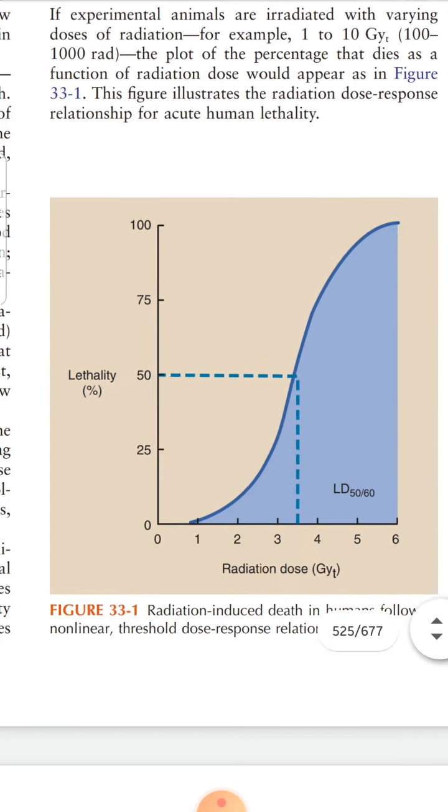and according to this graph you can see that we have taken the radiation dose in Gy on the x-axis, and on the y-axis we have taken the lethality rate, and we are presenting it in percentage. So you can see that we have plotted a line as well, and according to this line we need at least 350 rads, or we can say 3.5 Gy, to cause at least 50% lethality.